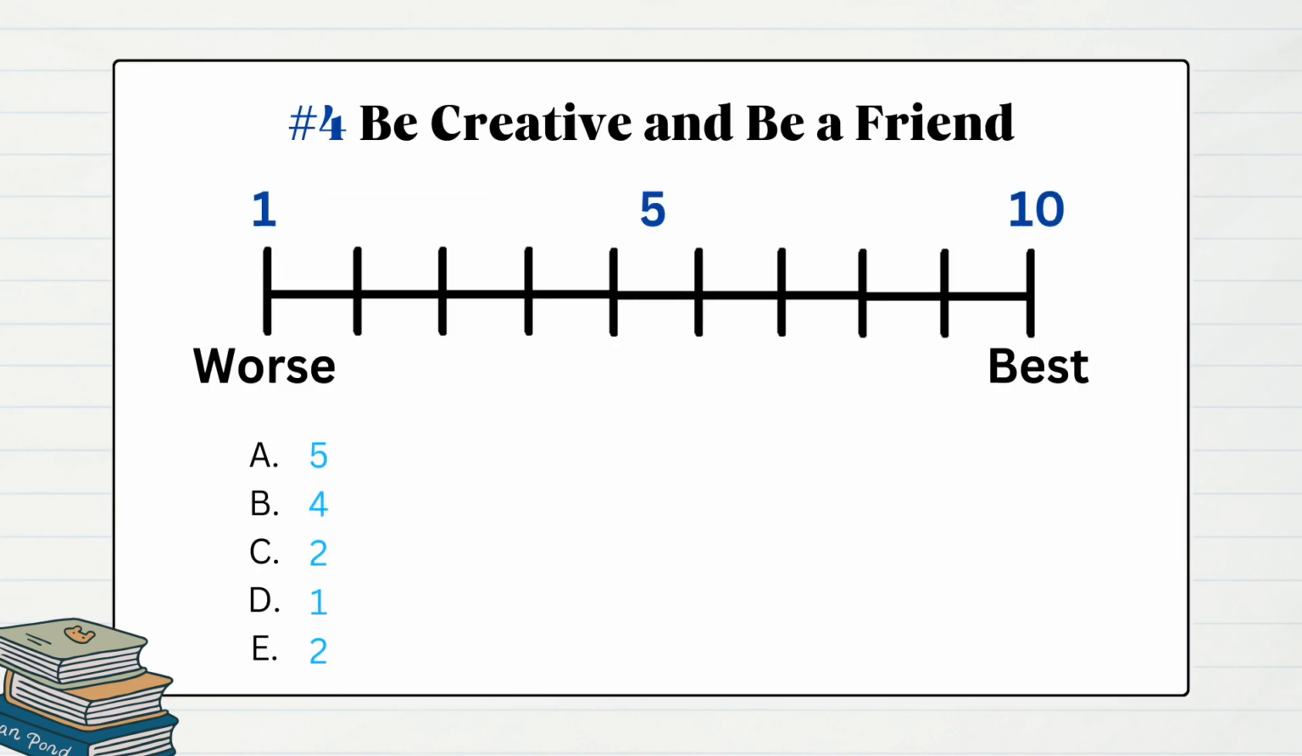So tip number 4 is be creative and be a friend. It might be confusing what that even means, but don't worry, we'll explain. If you look on the screen, there's a diagram, and basically it's this chart that goes from 1 to 10. You can think of this chart as describing how strong or weak the answer choices are. For example, if we're dealing with a strengthening question, a number 1 wouldn't do anything, and 10 would be an extremely powerful strengthening answer. Basically, it's ranking the answers from worst to best.